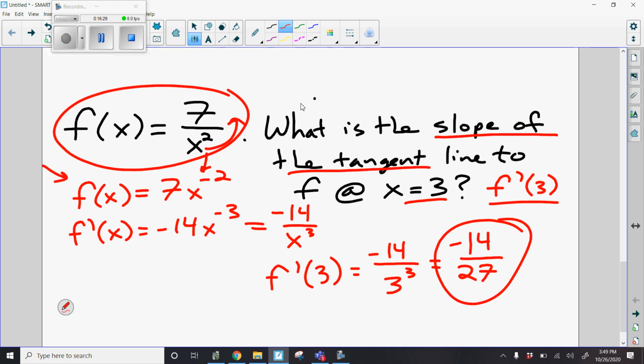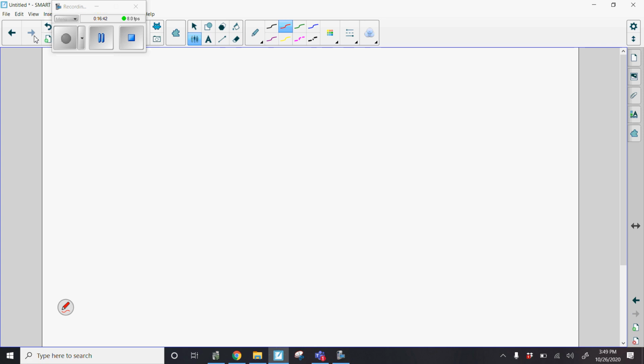I would just have to get the point, right? So all I needed was the slope. I could, if I wanted to, get the point, but they didn't ask me to, so I'm not going to do it. Okay, average rate of change, and then we're done.